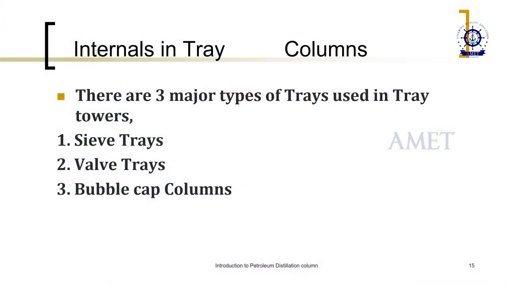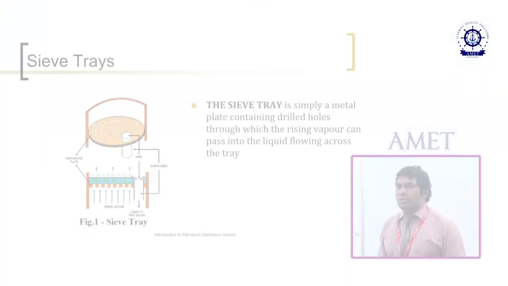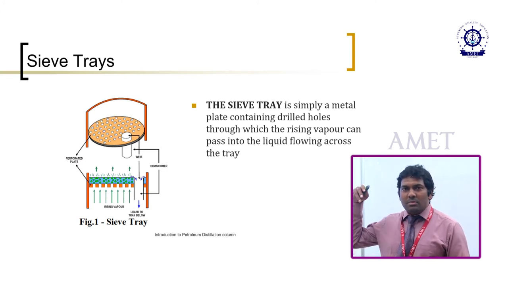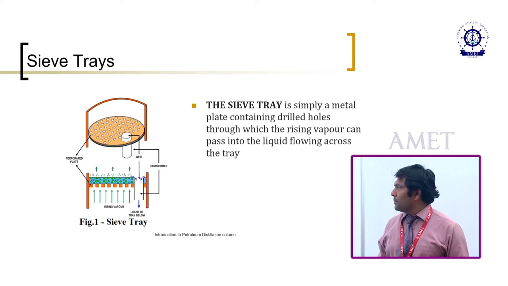So, internals used in the tray columns. Normally there are three types of internals used in tray columns. They are sieve trays, valve trays, and bubble cap trays. The sieve tray is a plate arrangement consisting of drilled holes. The drilled holes are for the passage of vapors that come through the distillation column. The vapor can pass through these drilled holes. That way the vapor can get into contact with the liquid that is coming from the top of the column.